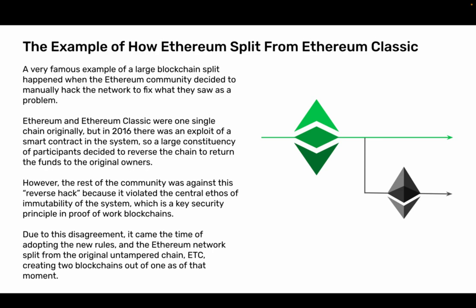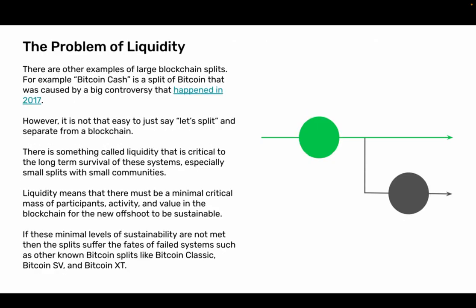Due to this disagreement, it came the time of adopting the new rules, and the Ethereum network split from the original untampered chain, ETC, creating two blockchains out of one as of that moment.